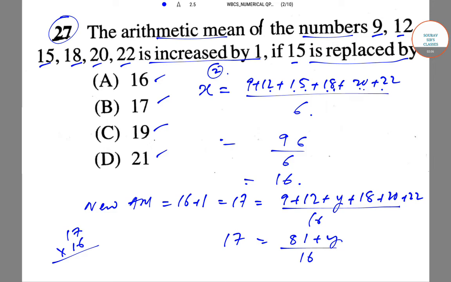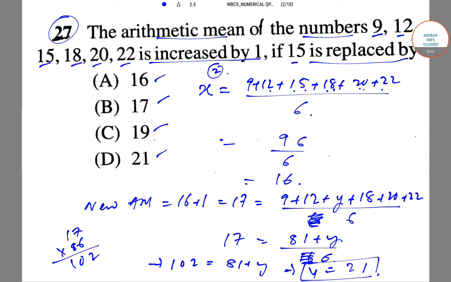Sorry, I committed a mistake over here. As you can see, I wrote 16 over here. This will not be 16 but rather 6, since there are 6 numbers. So this 1 is cancelled out, we have 6 over here. 17 into 6 will be basically equal to 60, and then another 42, so 102. So 102 will be equal to 81 plus y, and that ultimately leaves us that y will be equal to 21.